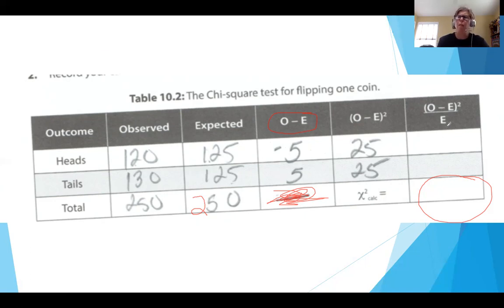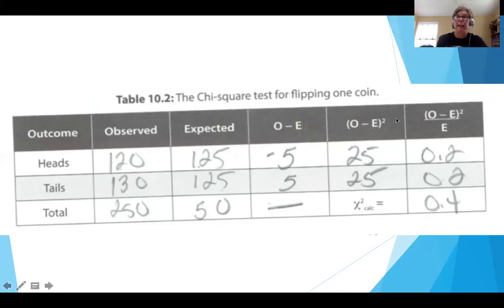For the next column, you're going to take this value, so our 25, and we're going to divide that by our 125. This is so awful doing it this way. This is why I said I'm glad I'm not a math teacher, but I do have it on the next chart that I scanned. So that gives me a value of 0.2. Same thing here, 25 divided by 125, 0.2.